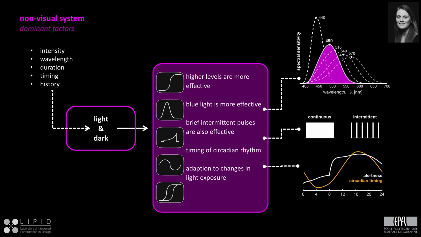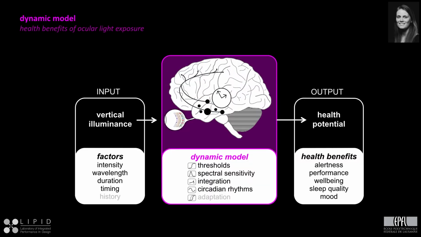In a nutshell, photobiologists and neuroscientists like Aki helped us understand that higher levels are more effective, and blue light is more effective, but this is actually only true in a dynamic way. Very counterintuitively, intermittent light is almost as effective as continuous light. The timing is, of course, crucial in terms of circadian rhythms, and we adapt to changes in light exposure. If we are in a very bright environment, the effect of an additional light might be smaller than if we are in a very dark environment for a long time.